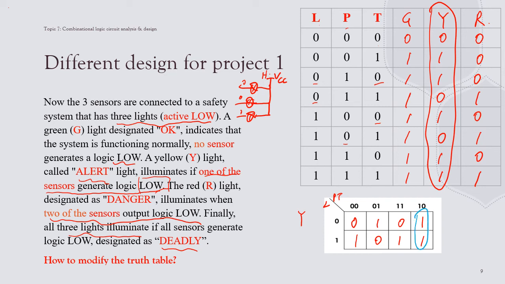So we can do that. We can do that. And then we can do that. For this one, no choice, just group by itself. So we have 4 groups here. So actually y should equal to this one here, which is L prime P prime T. And then this group is L P. This group is P T prime. And then this group is L T prime.